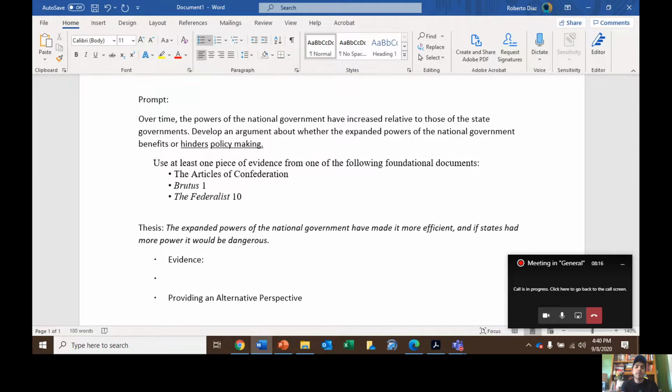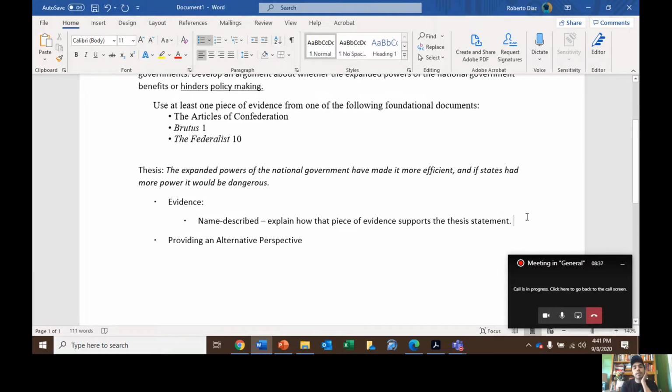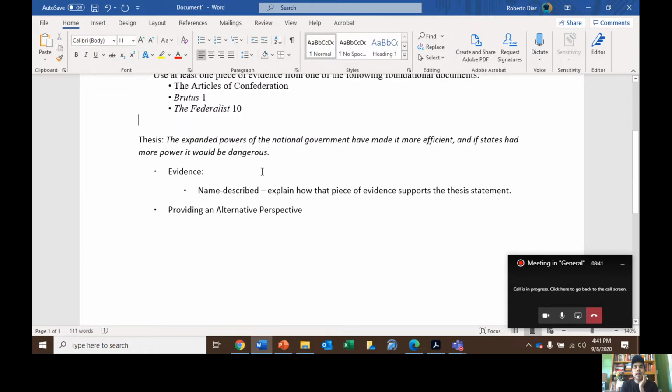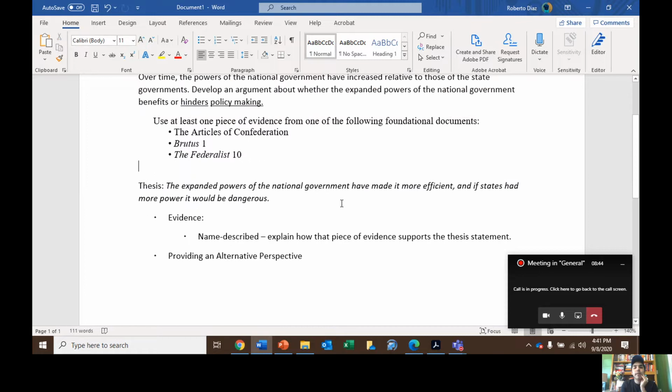So the evidence that I want to use, remember, you're going to use the name, describe, and explain how that piece of evidence supports the thesis statement, or your thesis statement. So I'll explain it in a bit. You're going to do this for 2 pieces of evidence. And remember, evidence is foundational documents. It can be concepts as well that we discuss in AP Government. But for right now, we're just going to use foundational documents in AP Government.